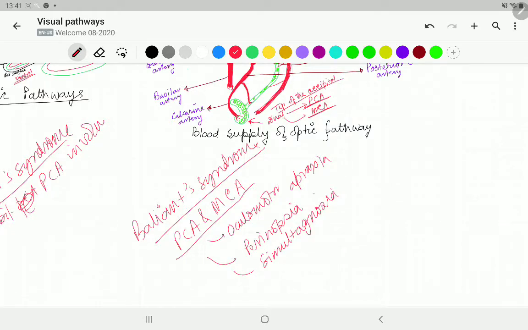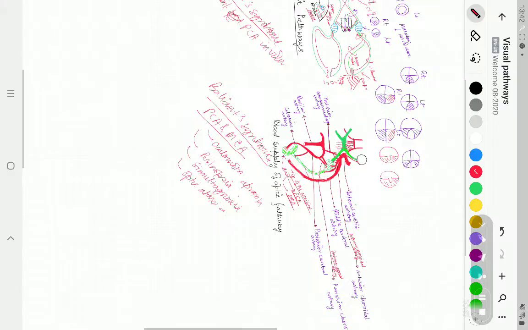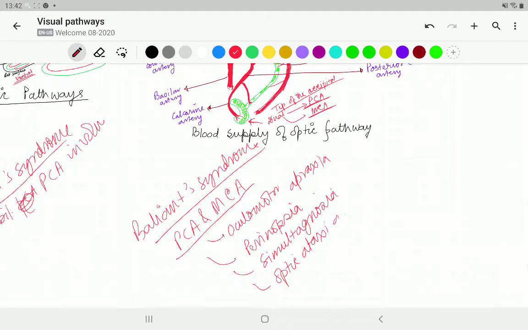So, inability to recognize the whole image. They might see a tree, but they might not be able to see the whole forest. So that's how they can present. And last but not the least, optic ataxia, where they have got inability to reach a visual target. So that can be the presentation.